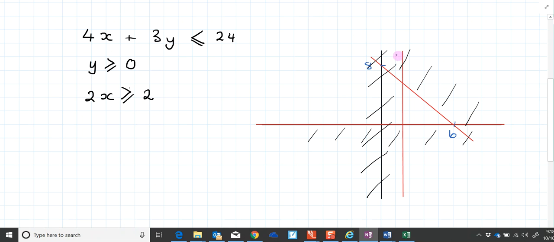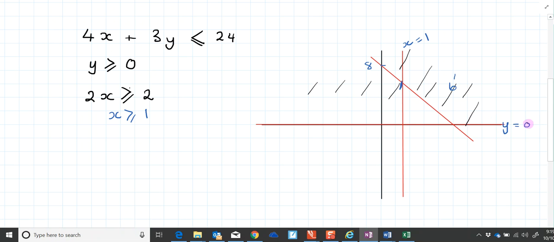This line is when x equals what? x equals 1. Good, because I'm allowed here x greater than or equal to 1. So that should go to 1, and I'm allowed this side of it. And then this line is when y equals 0, also known as the x-axis. So this is the region that I'm allowed to keep. I would have been right if I didn't make some basic errors.